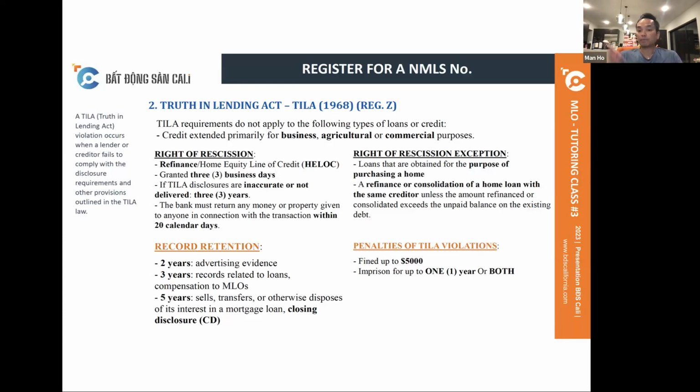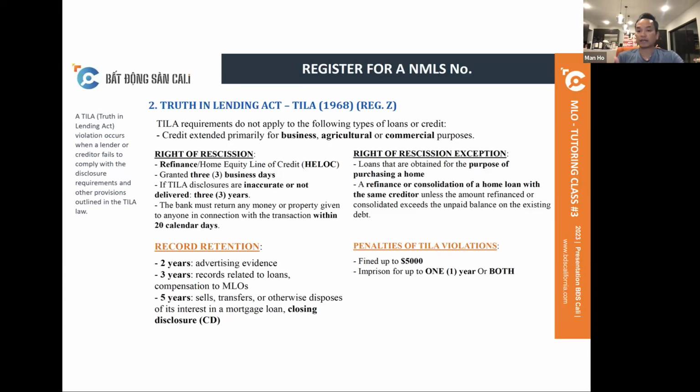So like I say, with purchasing a home, you cannot rescind. Once you sign the document, once the title transfer is recorded, you're done. Once the bank funds the loan to purchase a home, the same day the title company will record the title, and that's a done deal. The next day you cannot come back and say, I don't want to purchase anymore. Okay, you cannot do that. So purchasing a home is an exception for rescission.